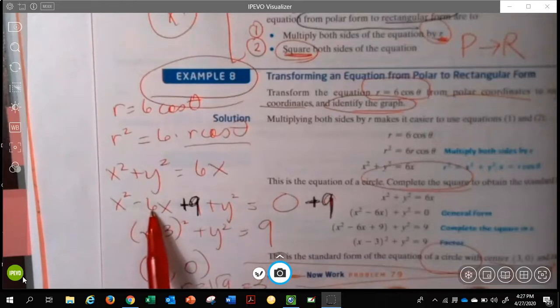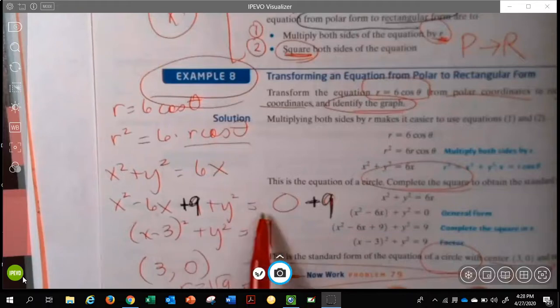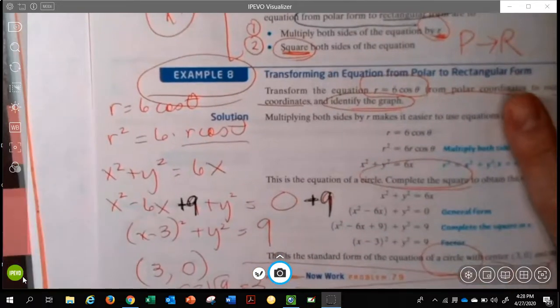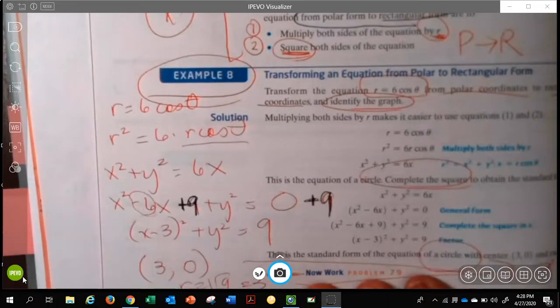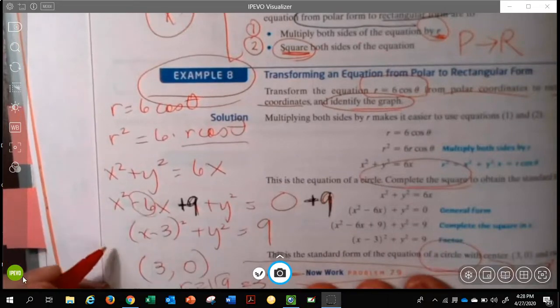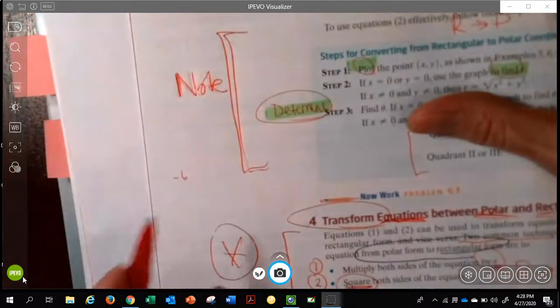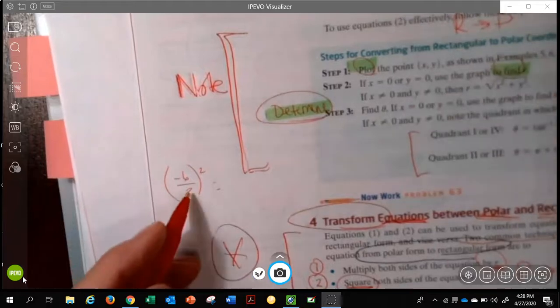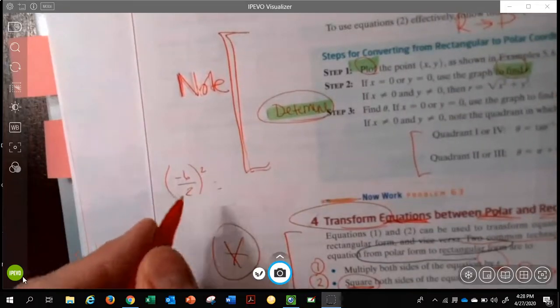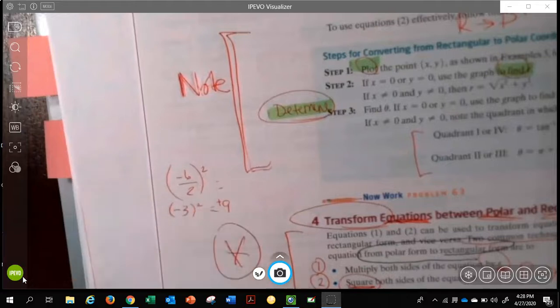I do my x squared minus my 6x, and I left a gap here, plus y squared equals 0. And then I did this good old thing called completing the square. Completing the square is where I take what's in front of my x, that negative 6, and I divide by 2 and I square. That's how you complete the square every time. Divide by 2 and square, divide by 2 and square. That gives me a negative 3 squared, otherwise known as a positive 9.